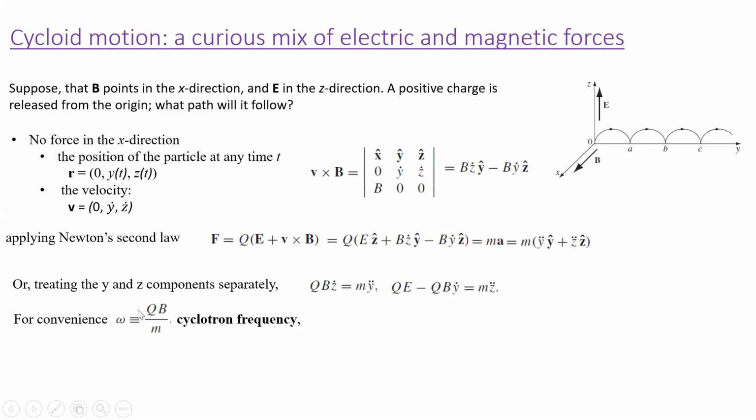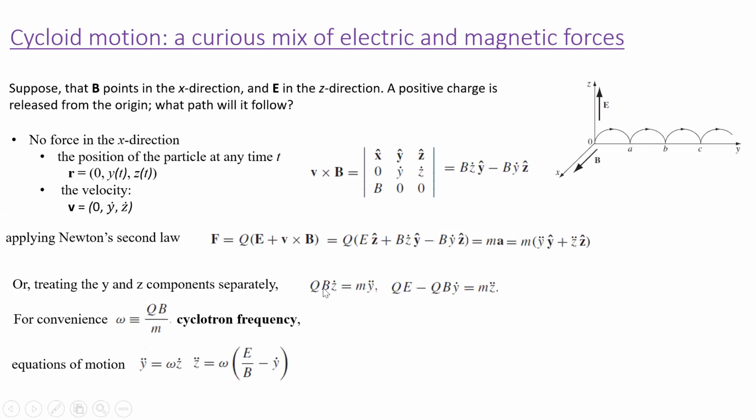So we can define what's called the cyclotron frequency. It's QB over M, and that turns out to be the frequency that a particle moves in a circle. A particle of mass M moves in a circle if it goes through a magnetic field of magnitude B, and it has charge Q. Okay, so that's the cyclotron frequency. But anyway, we can just define omega as QB over M. That just cleans things up a little bit.